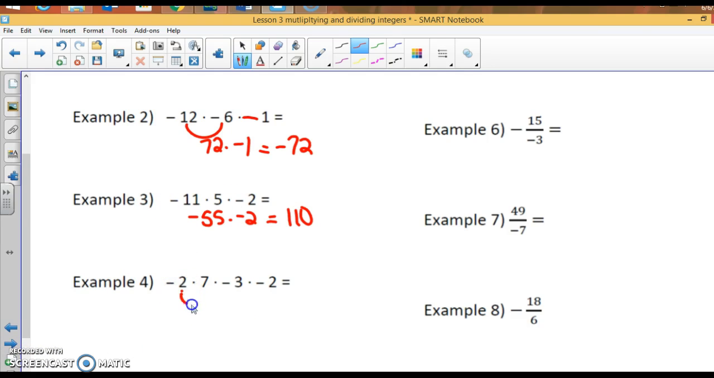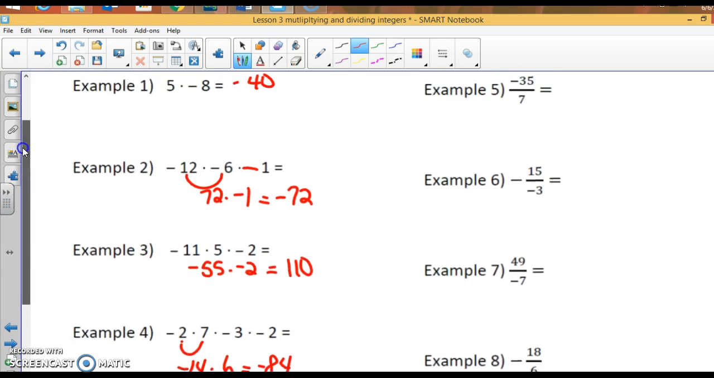This one, -2 times 7 is -14 times -3 times -2 is +6. When you multiply -14 times +6, you get -84. Okay, dividing.